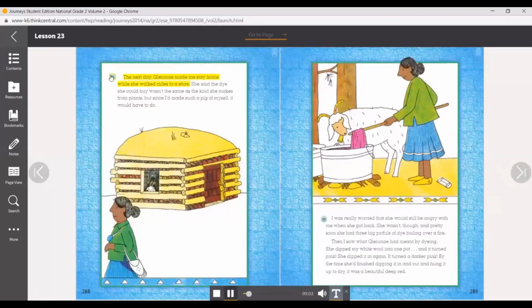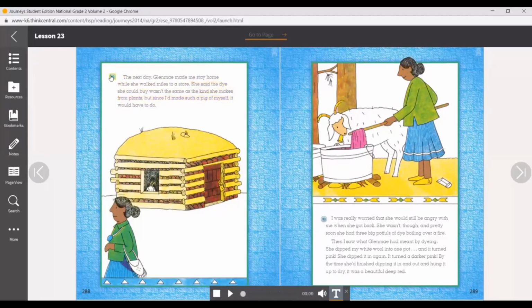Next day, Glen May made me stay home while she walked miles to a store. She said the dye she could buy wasn't the same as the kind she makes from plants, but since I'd made such a pig of myself, it would have to do.